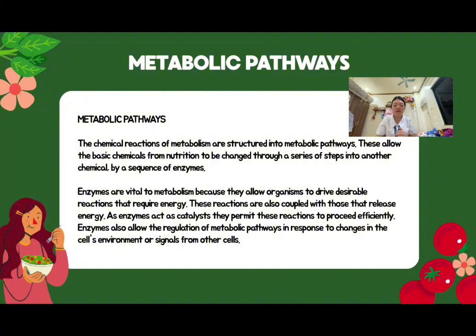For example, the food we eat contains nutrients like carbohydrates, proteins, and fats. These nutrients are broken down and converted into energy or used to build important molecules that the body needs. So, that is what happens in metabolic pathways.